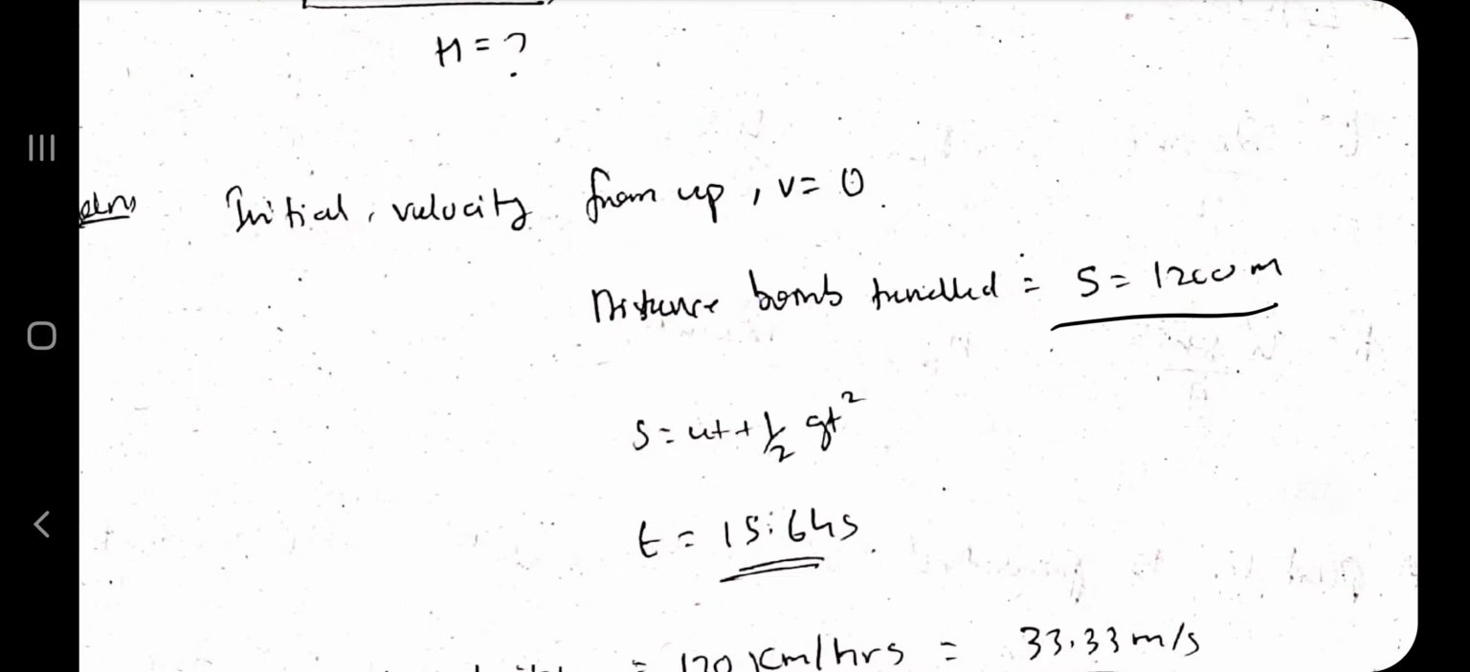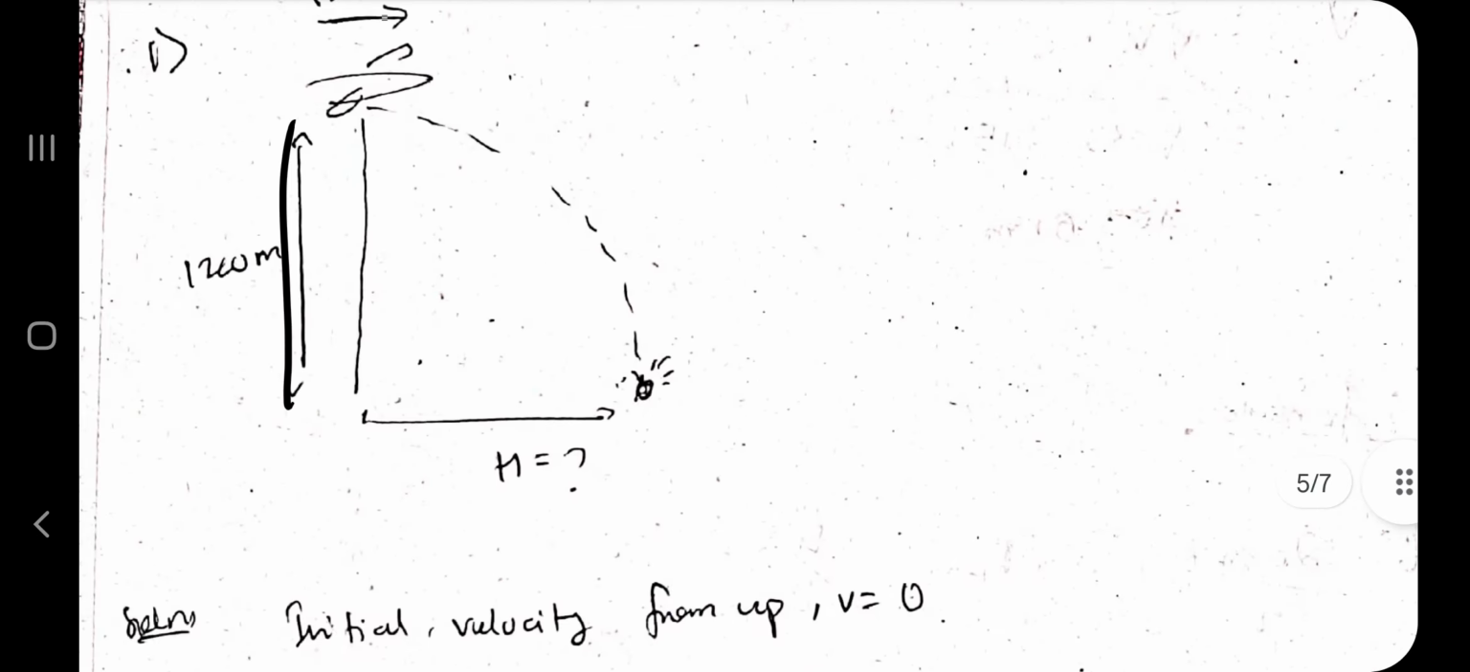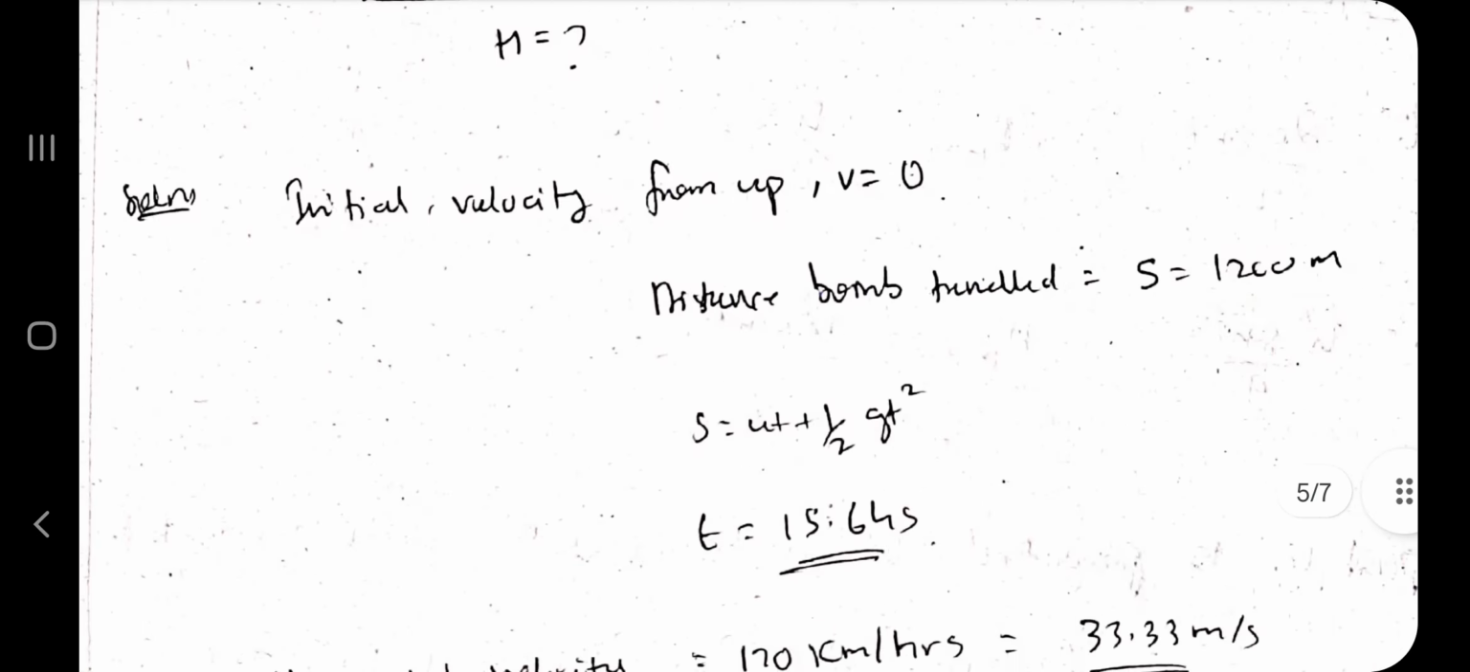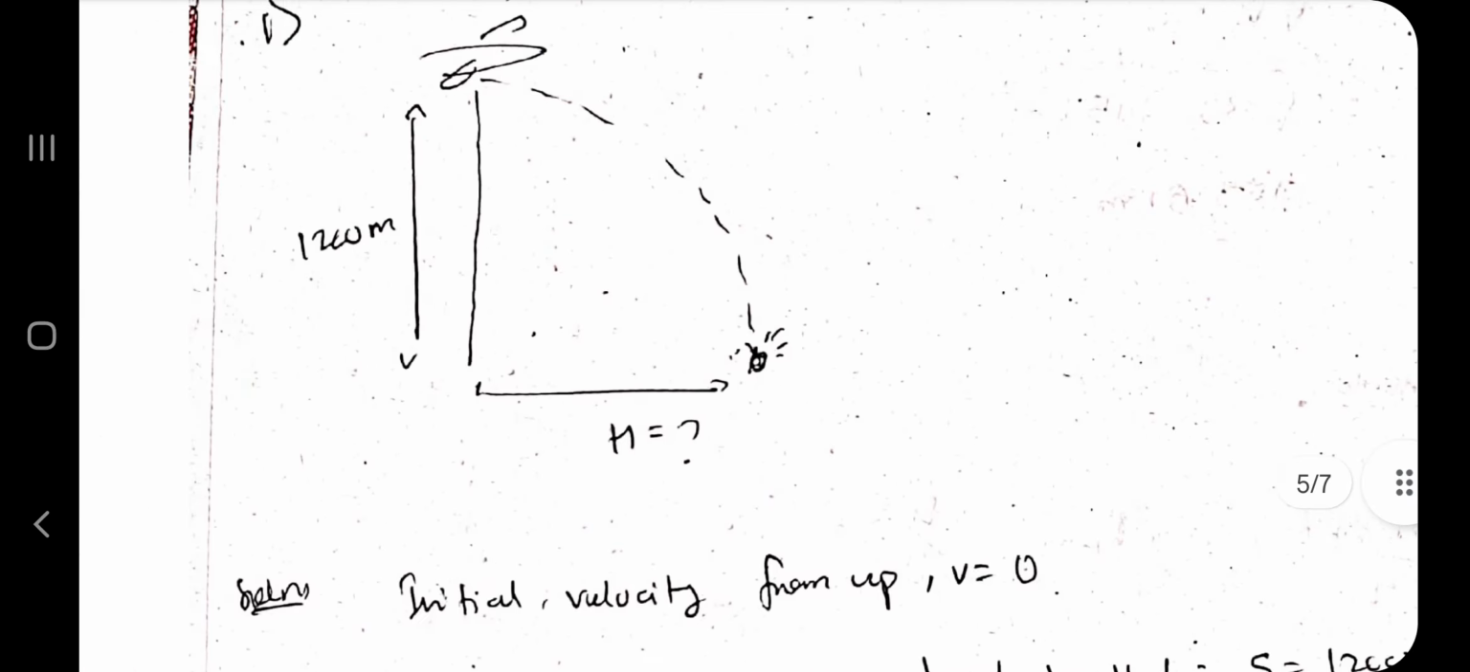And how much distance did it travel? This is the vertical distance, 1200 meters it traveled. By using this formula, s is equal to ut plus half gt square, where g is the acceleration due to gravity, the t value we get is 15.64 seconds. Means it took 15.64 seconds to come from this point to this point.